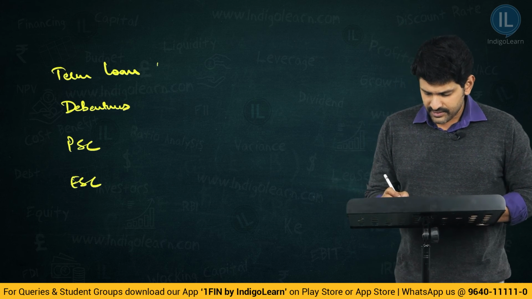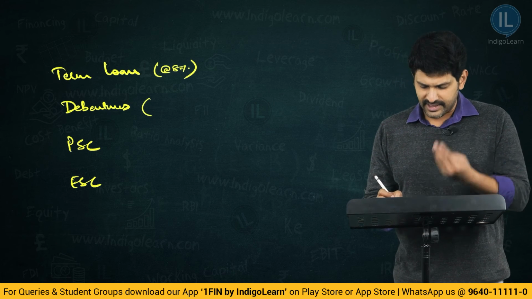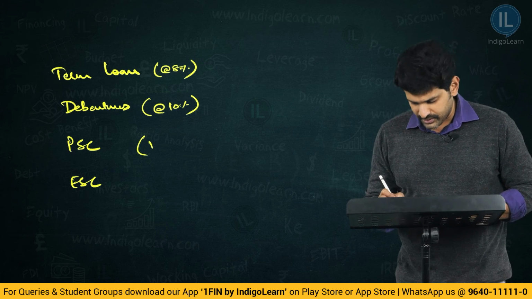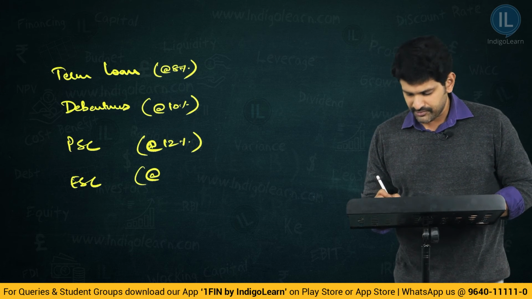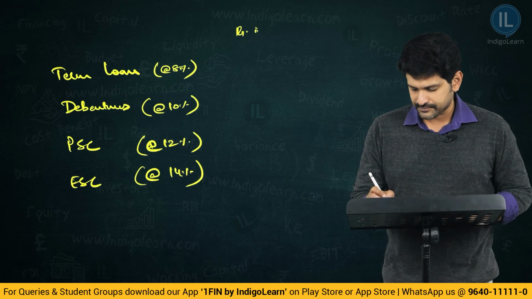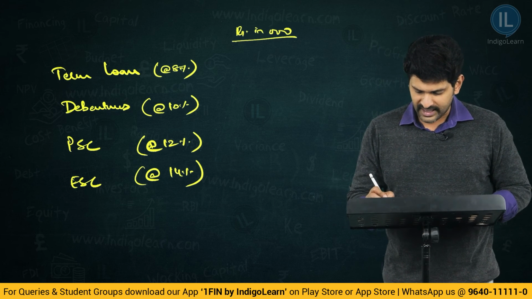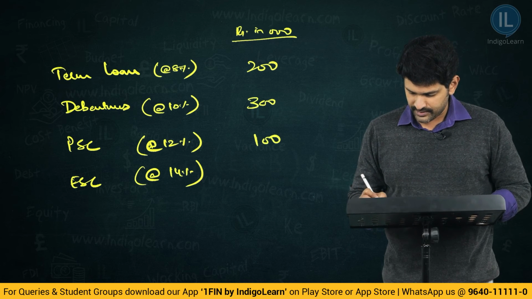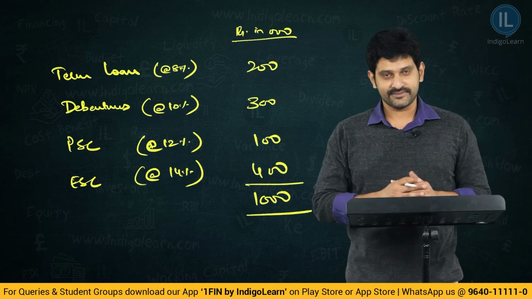Term loan, let us say some 8%, then debentures slightly higher, say about 10%, then preference share capital say about 12%, and equity share capital say about some 14%. Now, let us say the rupees are in thousands for easy computation. We will take some randomly 200, 300, some 100 and 400. So, total will be some 1000 again in thousands.